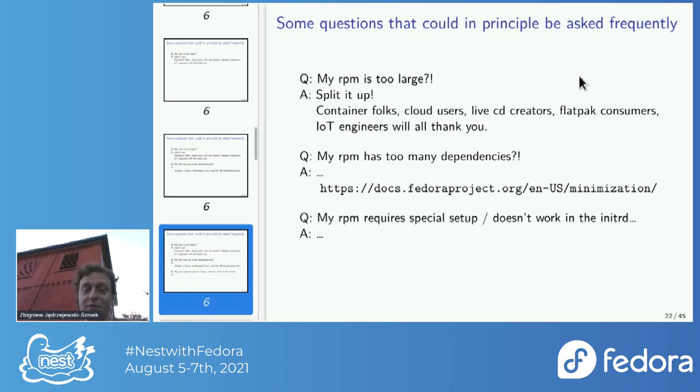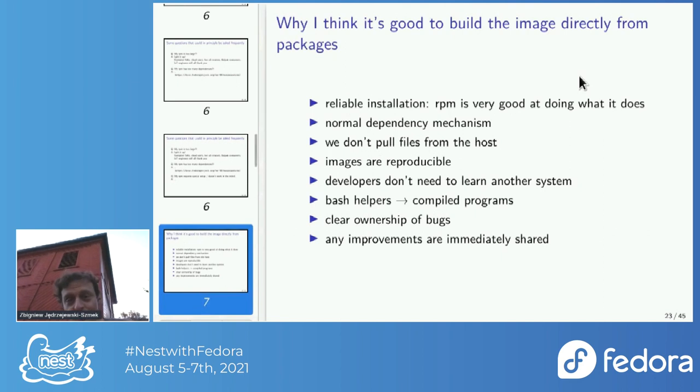And if some RPM doesn't work in the Initrd, since the Initrd looks like a normal system, then I would say that this RPM is broken. Maybe it will also be broken in a container or in some other minimal installation, and just needs to be fixed. So what does this give us? Well, the installation becomes trivially easy, and RPM is very good at installing files. We don't need a separate mechanism to do dependency resolution. We just specify some top level list of packages, and the dependencies get pulled in.